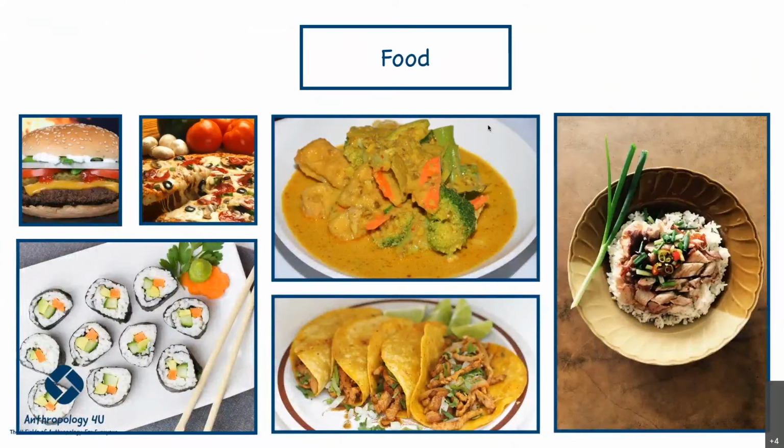Another topic is food. What food is your culture known for? Or what food symbolizes your culture? Take a moment and type your answer into the chat. If you are from the United States, then you might have said pizza or maybe food from McDonald's.